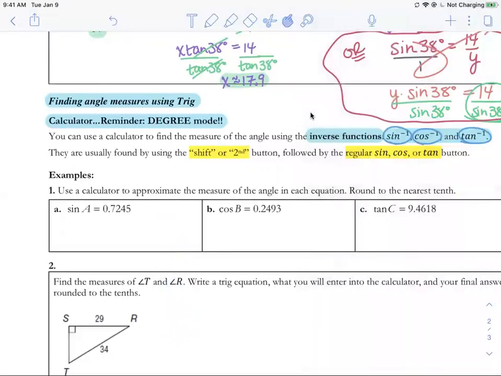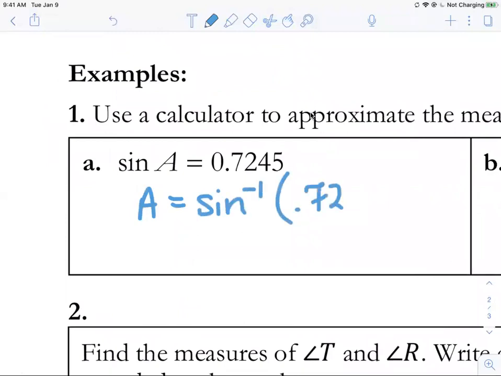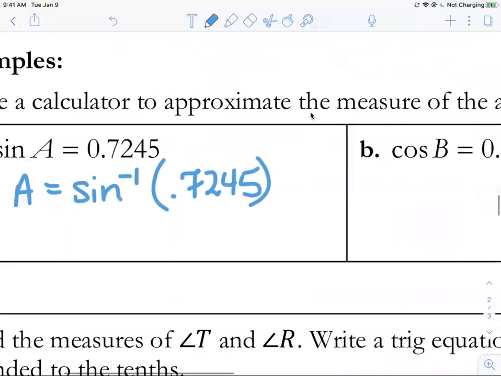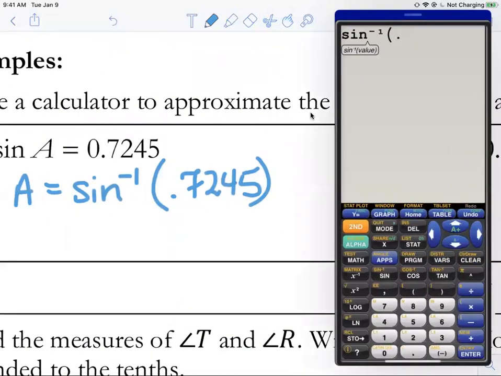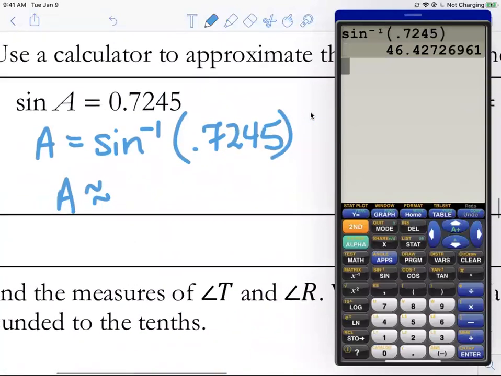Okay, so when you see this, it's saying I'm giving you the answer. I'm thinking of an angle whose sine is 0.7245. So what we will type in the calculator is the inverse sine of 0.7245. A is approximately, and I said round to the tenth, so A is approximately 46.4 degrees.